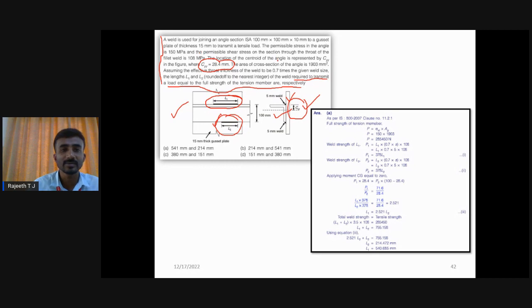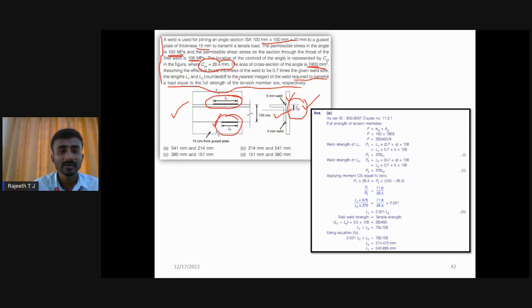What is the force acting in the member? The force acting in the member is not given in this problem. If you read this, the weld is used for joining angle section ISA 100 x 100 x 10 to a gusset plate of 15 mm, to transmit tensile load, the permissible stress. Oh, this is a working stress method problem. No need to worry. In place of the partial safety factor, we can directly use this value for stresses. Permissible shear stress in the weld is given. The location of the centroid is also given. The area of cross section of the angle is given. We may require this one for the calculations.